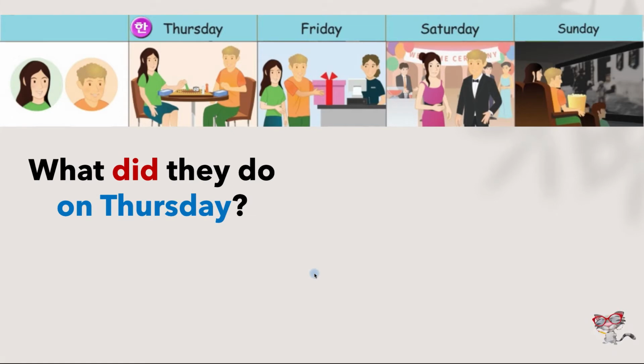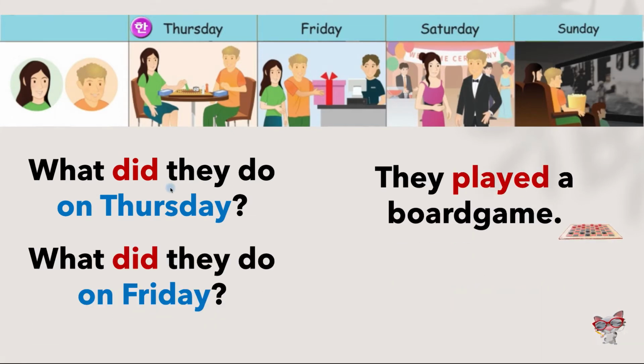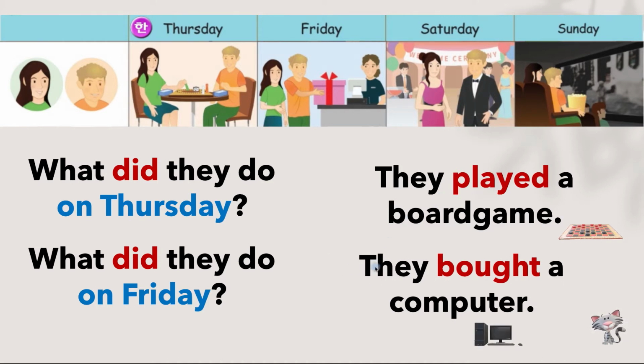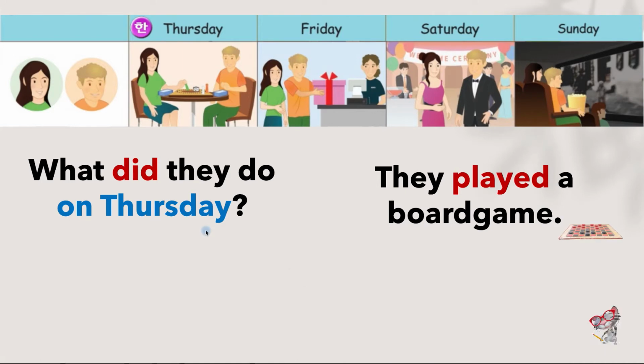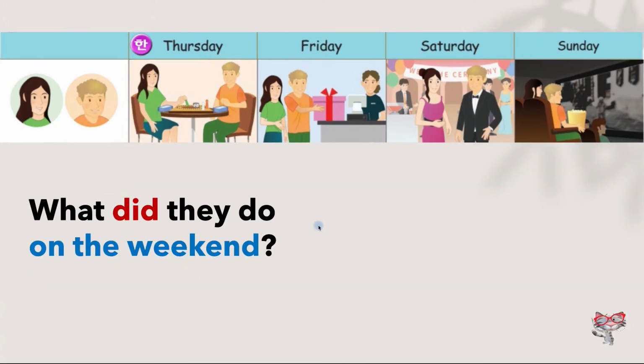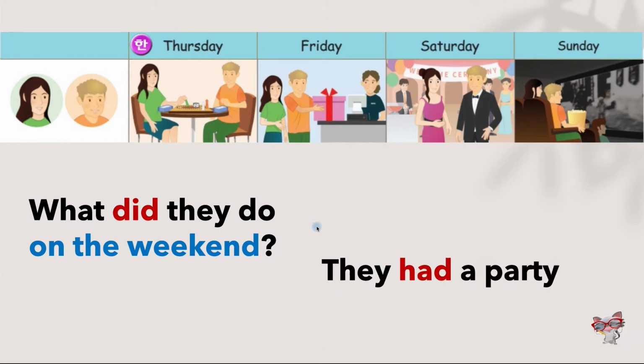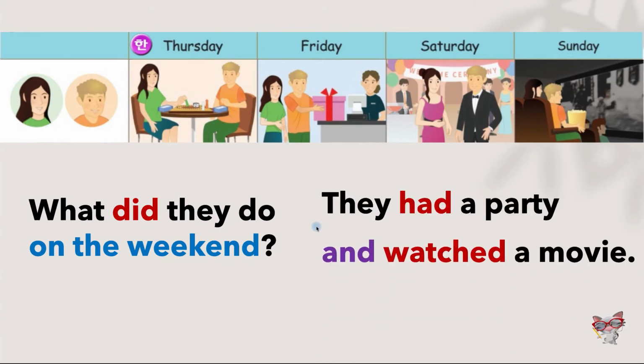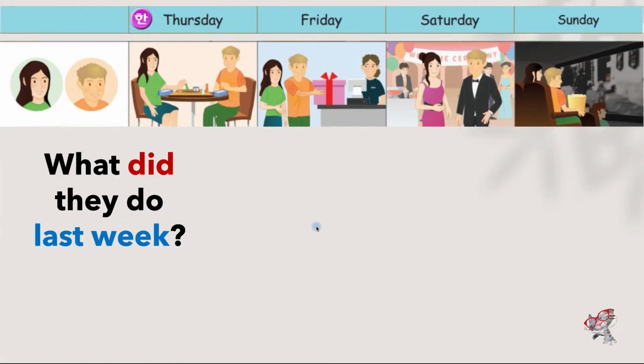And again, with the couple here, the only difference is we say they. They played a board game, they bought a computer. Alright, and what did they do on the weekend? Same thing. They had a party and they watched a movie. What did they do last week? Well, I'm going to leave that one for homework.